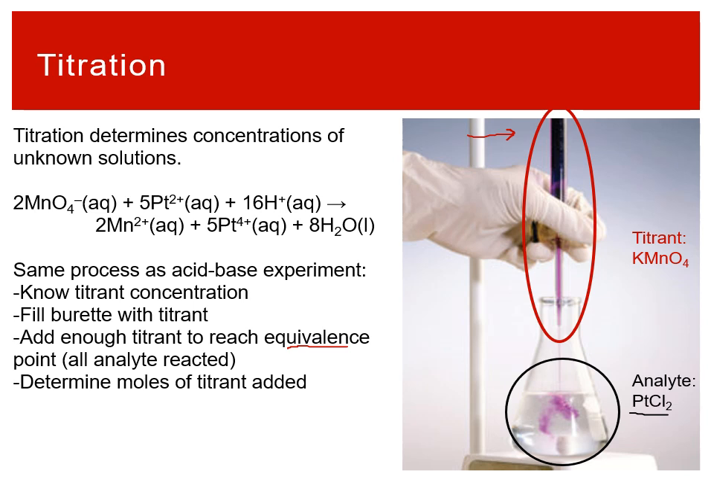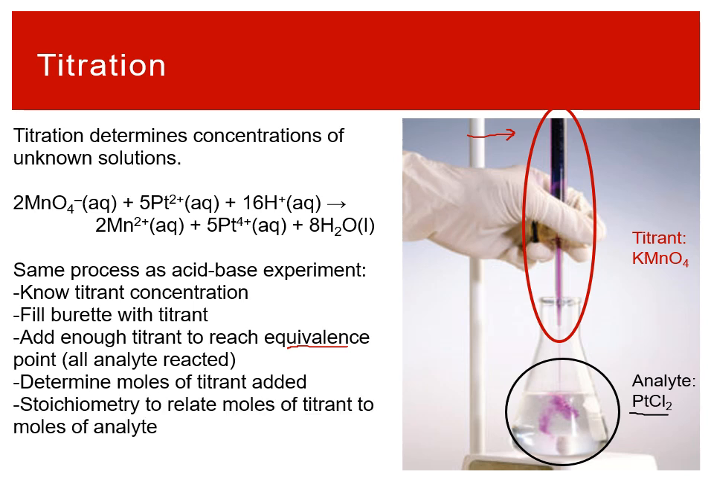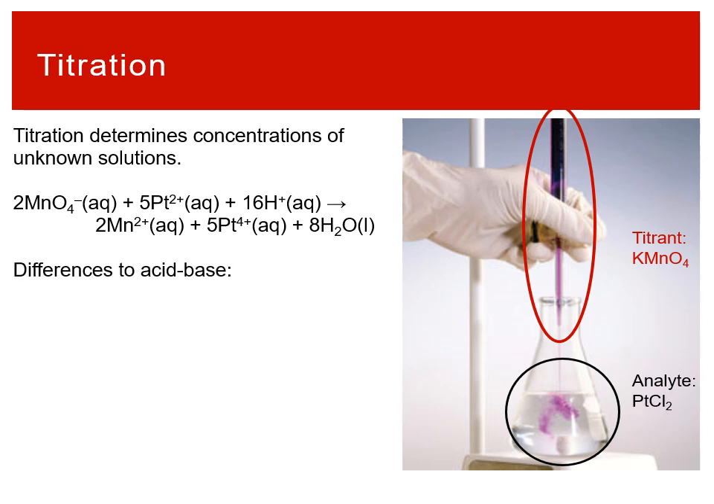I determine the moles of titrant that I added. I use stoichiometry to relate that to the moles of analyte. And then I determine the concentration by dividing those moles by volume. So that's the overall process for doing titrations that we saw for acid-base chemistry. And functionally, especially on the analysis side, once you get your data, it's going to work very similarly to the acid-base titrations we've seen. There are differences when you're doing redox titrations, but they mostly come up with how you actually do the experiment. One, and most importantly, stoichiometry is not always one-to-one.